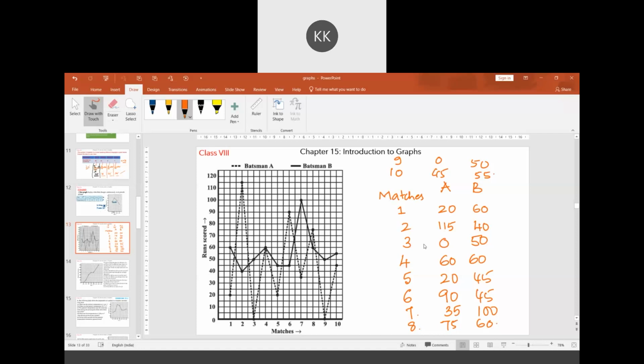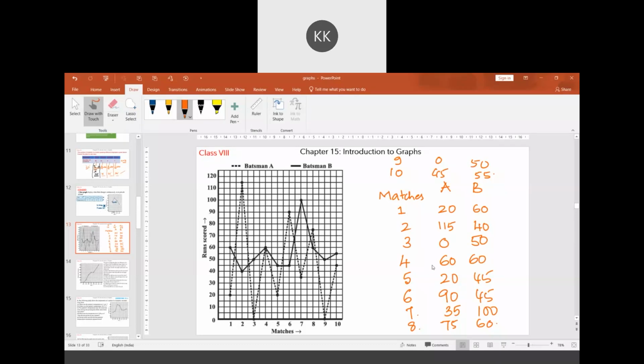In which match their scores were same? Fourth match, sir. In which two matches batsman B's scores are same? Sir, 5 and 6. In which match batsman A's score is maximum? Second match, 115 in the second match.